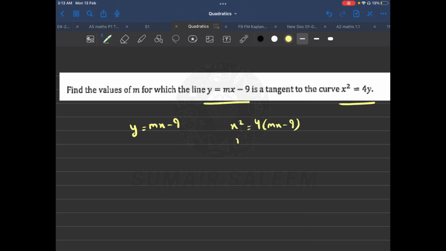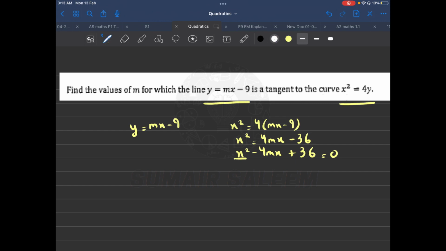So it's going to become x squared is equal to 4mx, 4 into minus 9 makes what? Minus 36. Now let's shift everything on one side, making sure x squared is positive. Do you get this? Okay. So what's the first step in such a question? If you are given two equations, eliminate y and substitute. And that's how you get one equation.